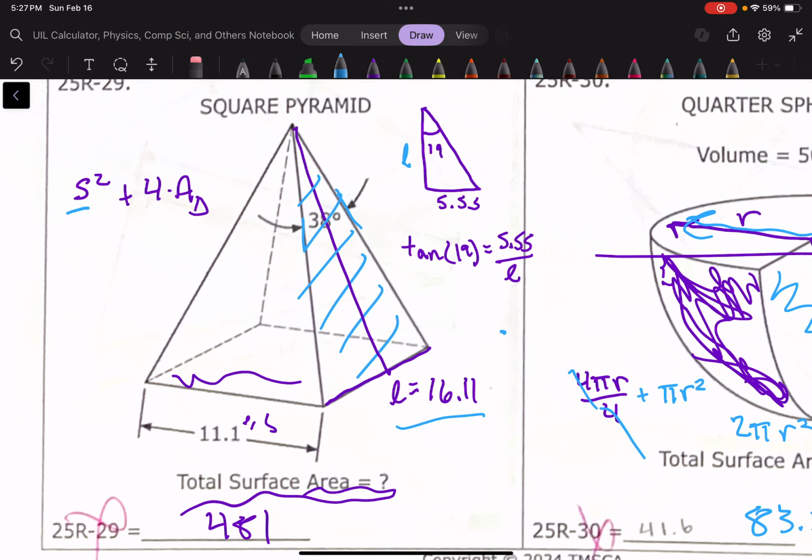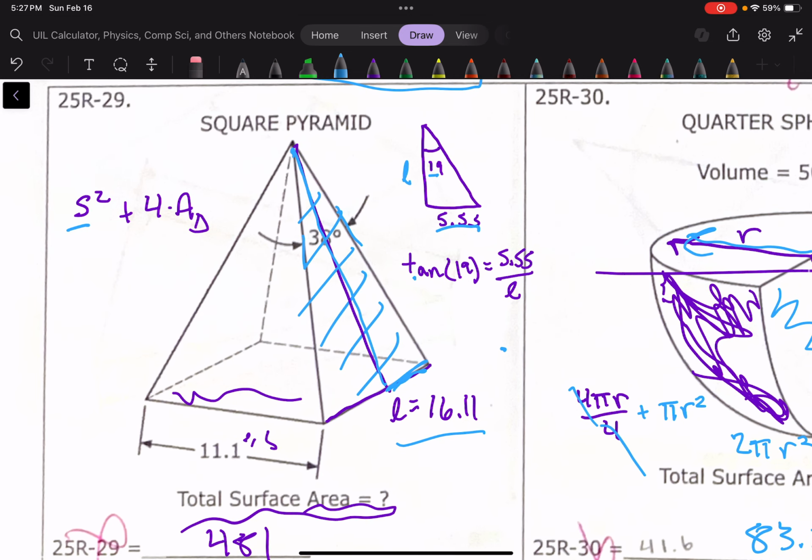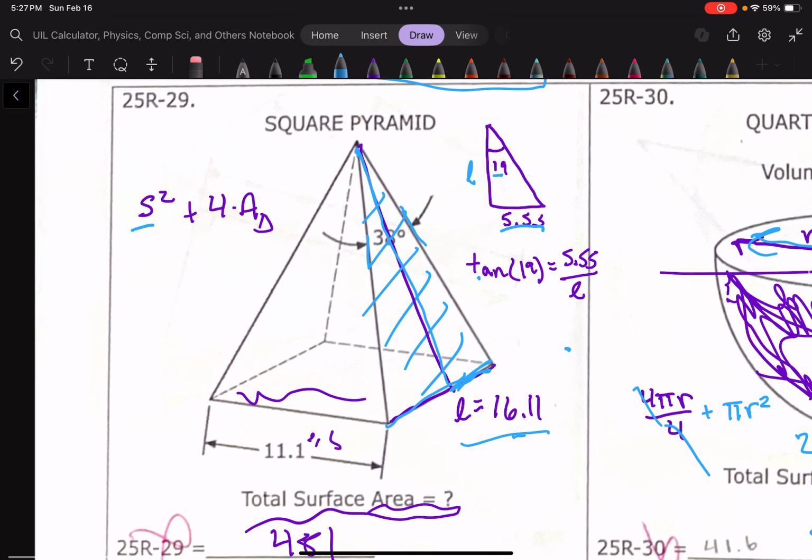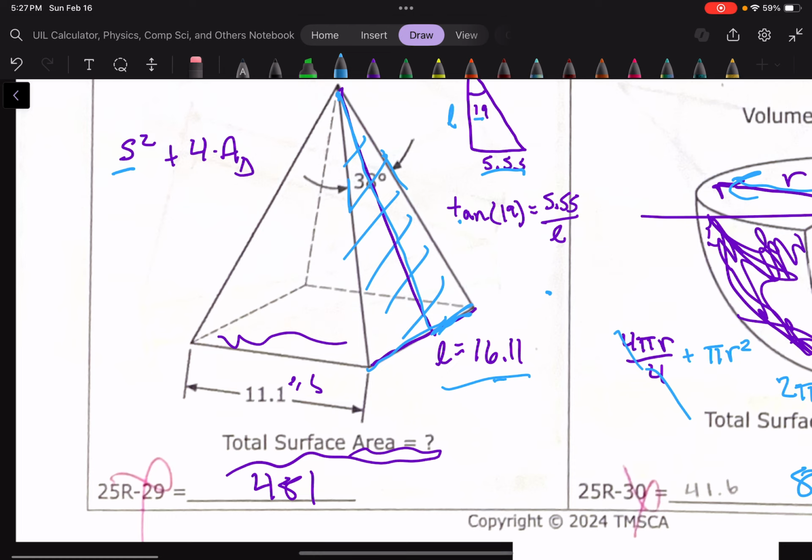Well, thankfully, we can use a little bit of trigonometry. We know that if we cut this base in half, that 5.5, we can cut that angle in half to 19. And then doing a little trigonometry, that gives us the slant height here. From there, we do 1/2 base times height, 11, times the 16.11, cut that in half, then multiply by 4, and then add that to the base area, and there's our answer.